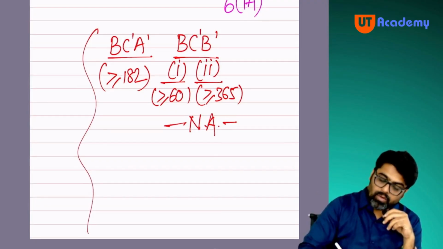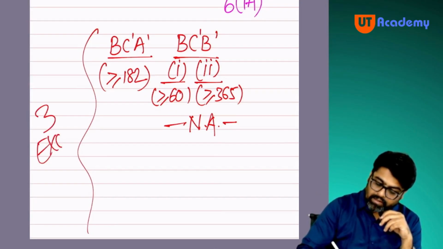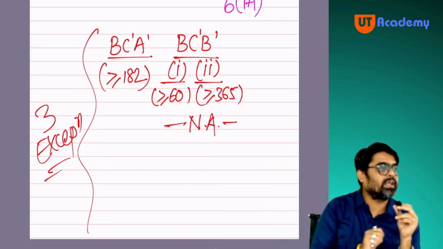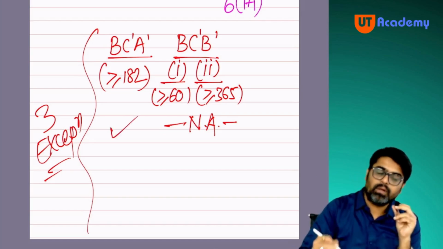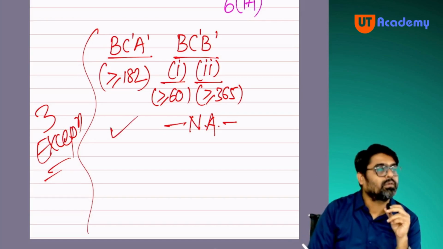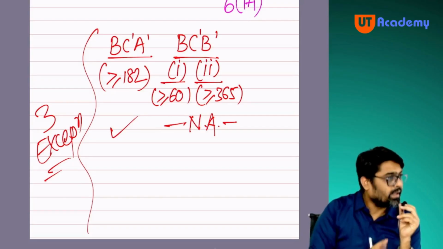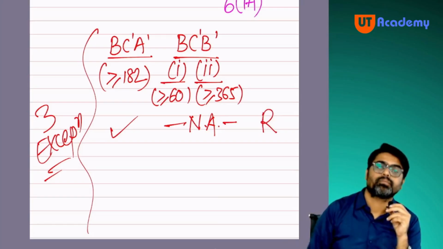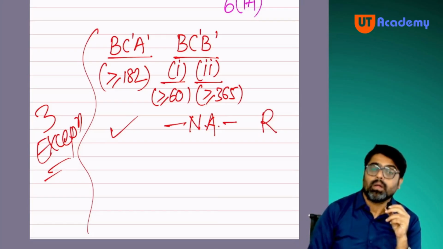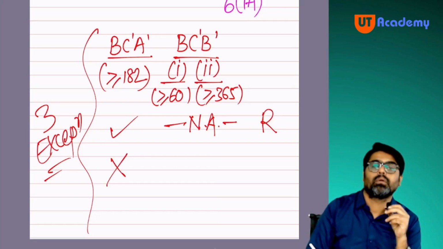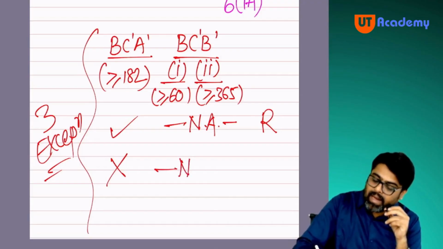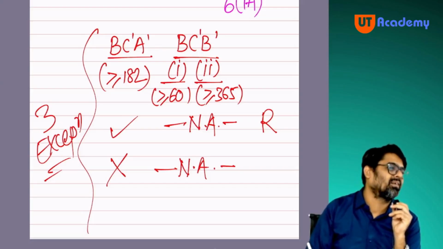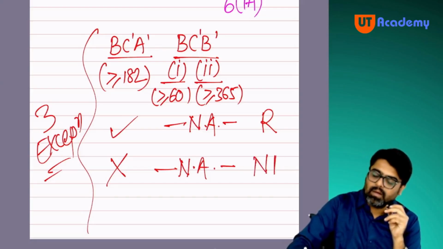If I talk about the 3 exceptions, then don't check basic condition B. Only check A. Is A fulfilled? Yes. Your stay was 182 days or more. You will become a resident. But what if A is not fulfilled? Don't check B. B is not applicable. So you will become a non-resident.